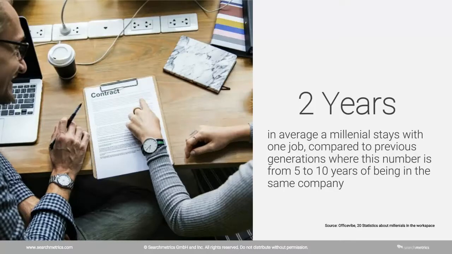This is also really different. 2 years is the average of how long millennials stay in one job, compared to previous generations where the number is from 5 to 10 years of being in the same company, sometimes even in the same position. So when we look at CVs of people from traditional companies, we usually see that they switch from one traditional company to another, and they have a long time span inside of the company. But for digitally savvy people, this is maybe also a good learning for HR.